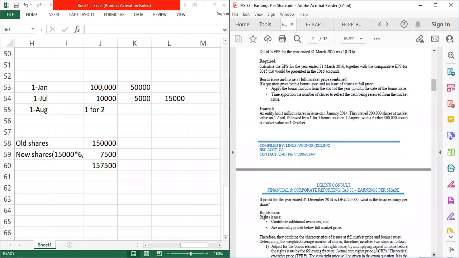Okay. They are saying everything over here. If a question gives both bonus issue and issue of shares at full market value, apply the bonus issue fraction from the start of the year up to the end of the bonus issue. Time apportion. This will confuse you, so forget about them. Don't mind what they are saying. I'll teach you what to do.